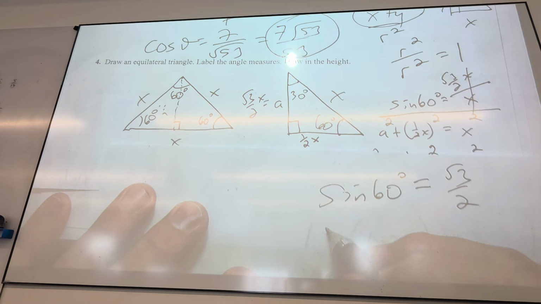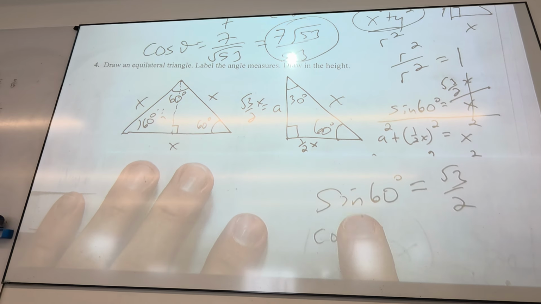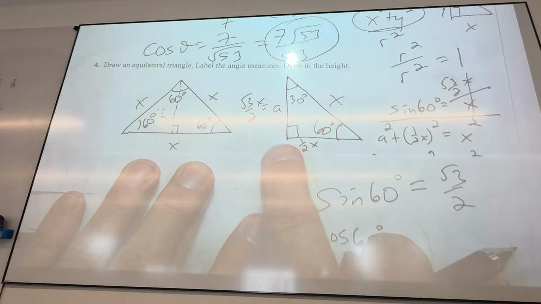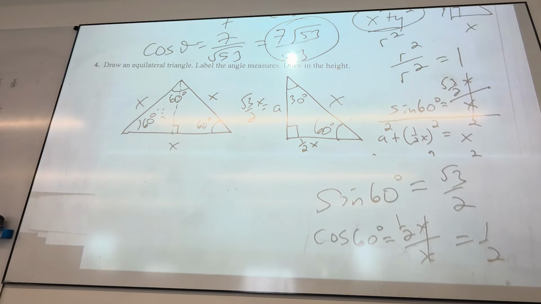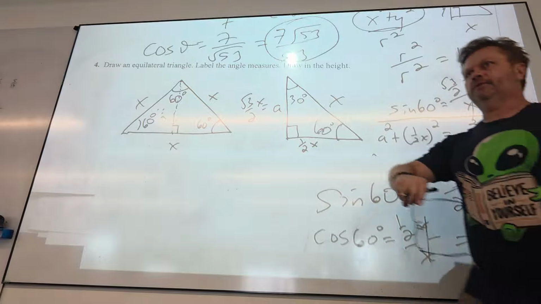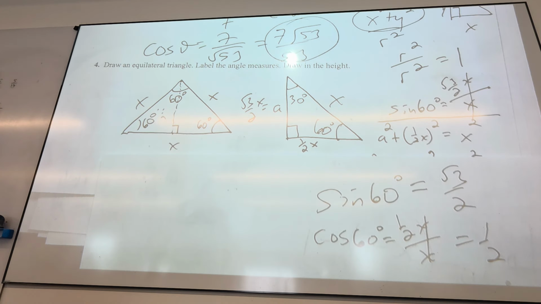What's cosine of 60 degrees? Cosine is going to want the x side, right, divided by the hypotenuse. So cosine of 60 is 1/2. That kicks ass. That's unexpected. Cosine of 60 is 0.5. And then I could keep going. I could do tangent, and so forth.